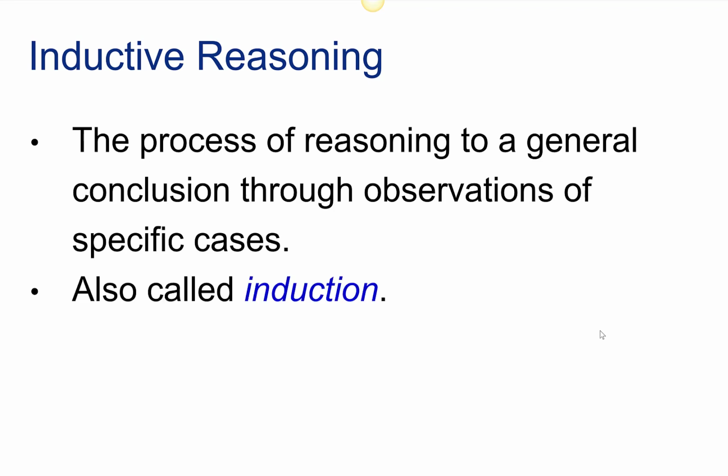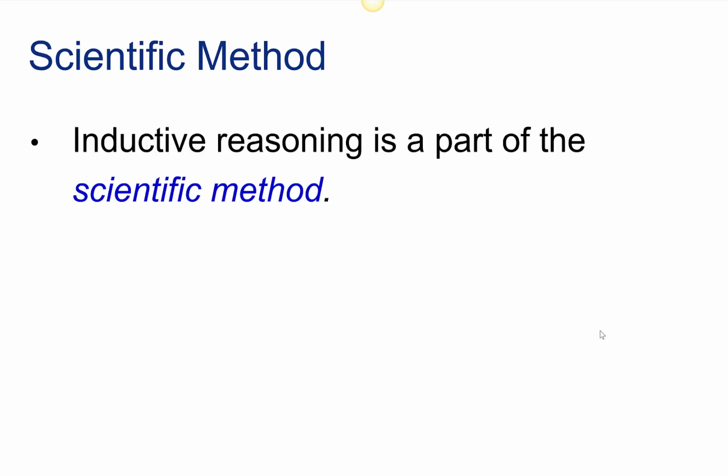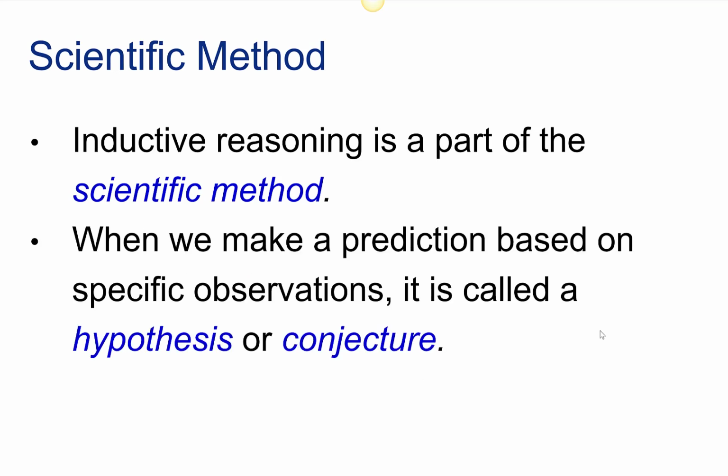It's also called induction. It is often used by mathematicians and scientists to predict answers to complicated problems. The scientific method is based on inductive reasoning. When we make a prediction based on specific observations, it is called a hypothesis or a conjecture.